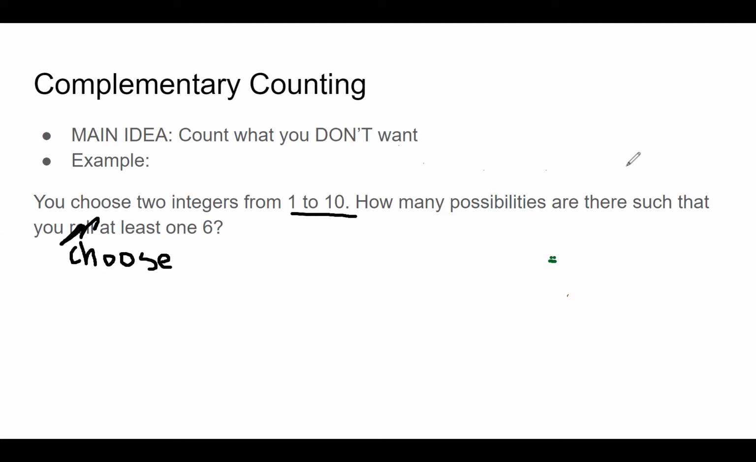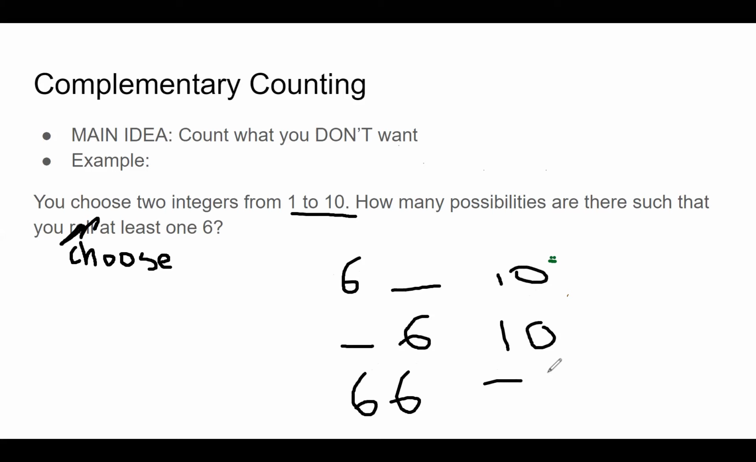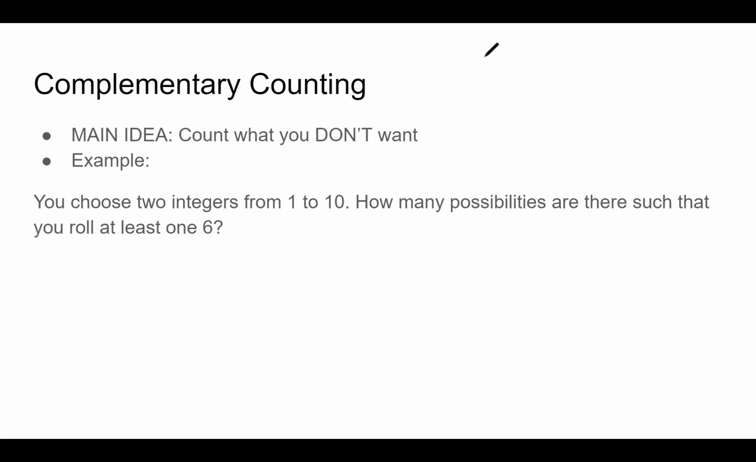Yeah, that's 19, I think. Wait, is it 19? No, it's 19. Okay, yeah, you can do casework on this. The way you would do this is 6 then something, and then something then 6, and then you subtract the possibility of 6, 6. And this would be 10 plus 10 minus 1. But this is annoying, so we're not going to do casework. Yeah, some people are saying subtract 81 from 100.